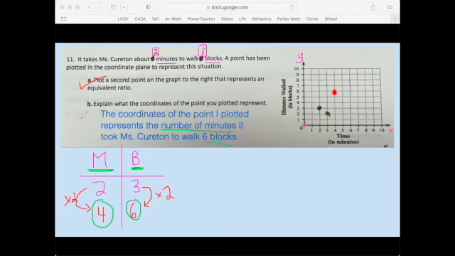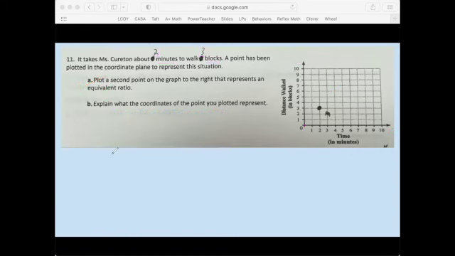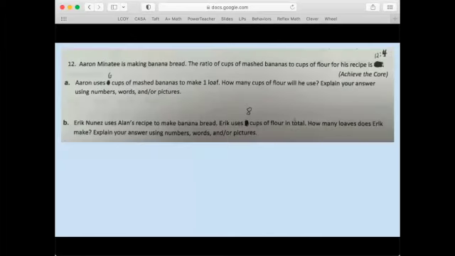Okay. And then I did part B. So I did both parts of this two-part problem. And now we're at the last question, which is question 12. So it says, let me change the color. It says Aaron Minity is making banana bread.